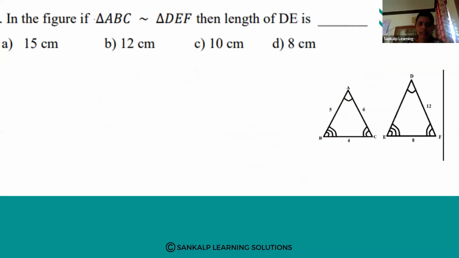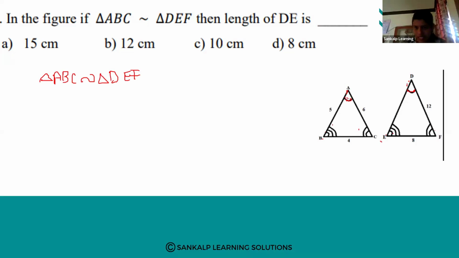Now, in the figure, if triangle ABC is similar to triangle DEF, then the length of DE. They have given. Yes, okay. Triangle ABC is similar to triangle DEF. Then the length of DE. Where is DE? DE is here. So this angle is corresponding with this angle and this is corresponding with this angle and this is corresponding with this angle. Okay. So AB divided by DE.